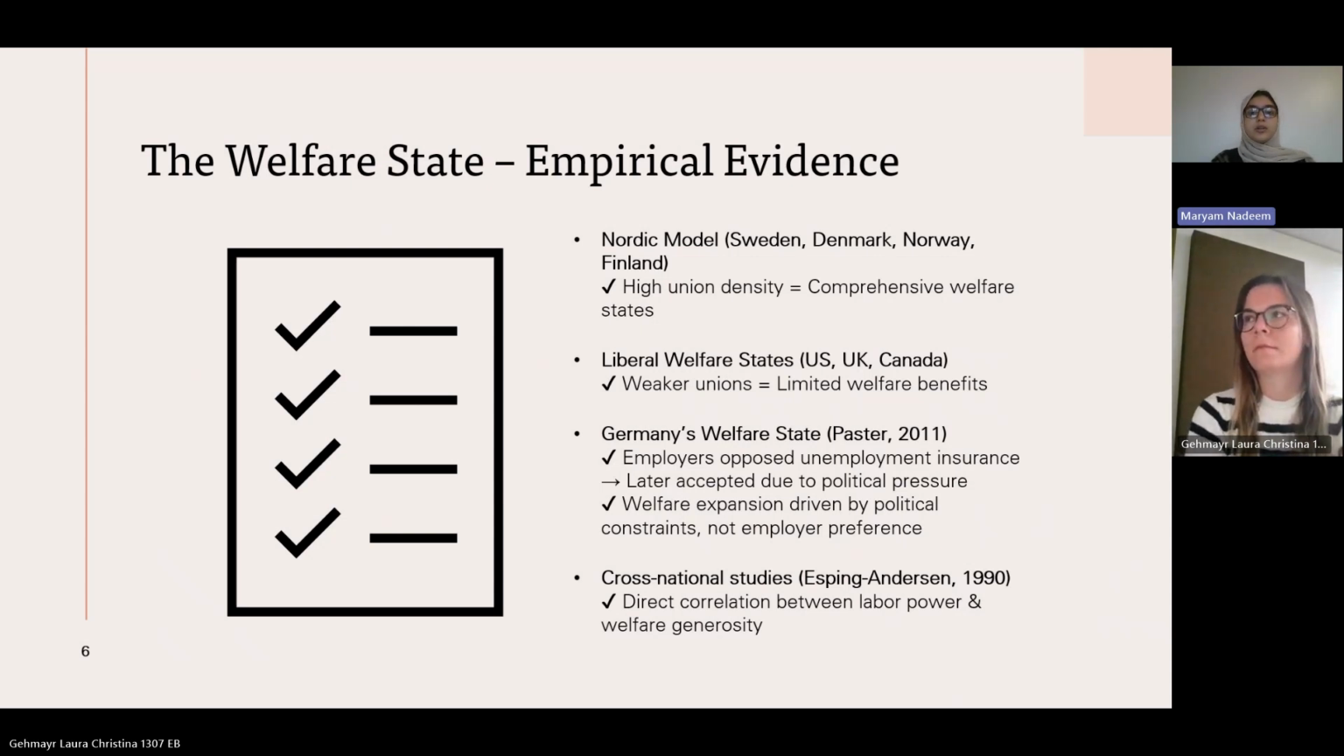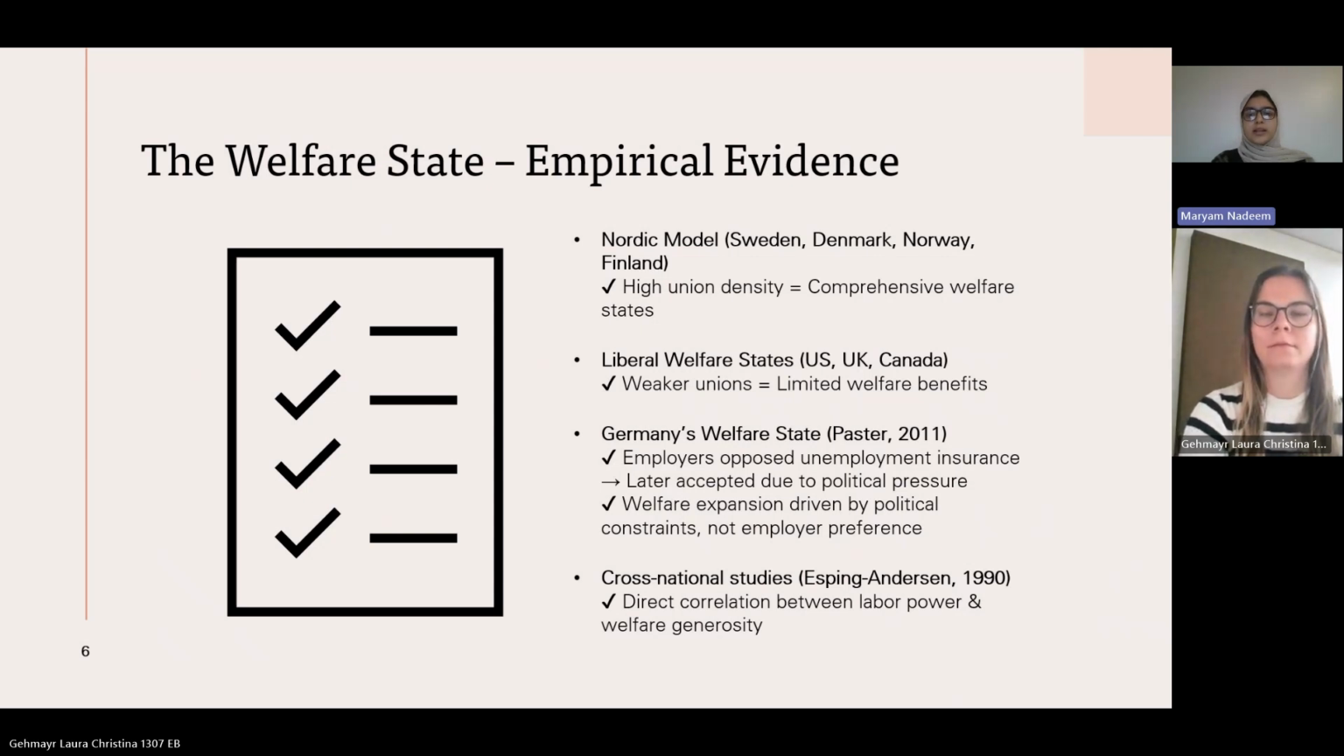German employers originally didn't like unemployment insurance because they thought that it would raise labor costs and make the workers lazy. But slowly and steadily, they changed their stance, not because they suddenly cared about social welfare, but because they had no choice due to political pressures. And overall, research shows that labor power and welfare generosity go hand in hand.